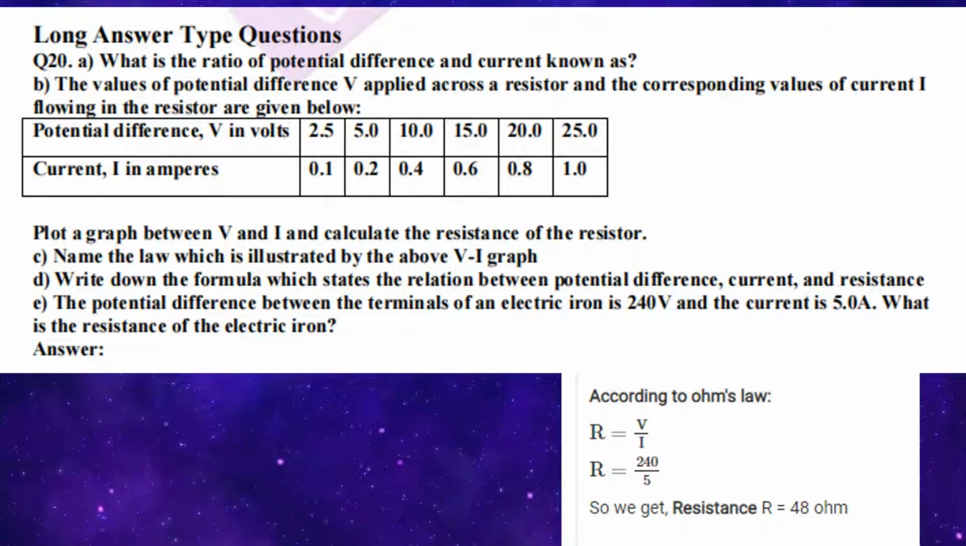According to Ohm's law, R equals V upon I. R equals 240 upon 5. So we get, resistance R equals 48 ohm.